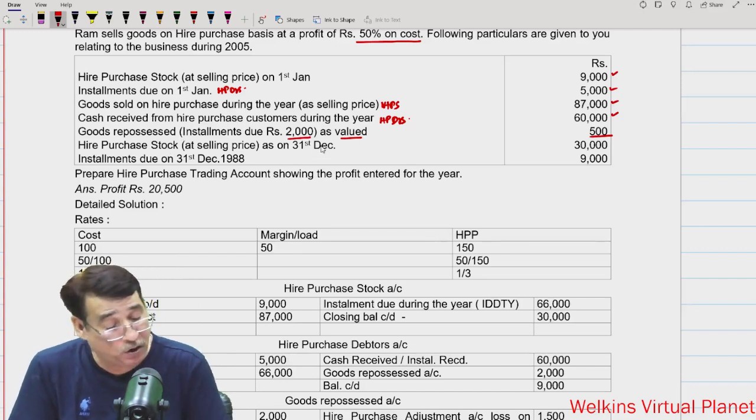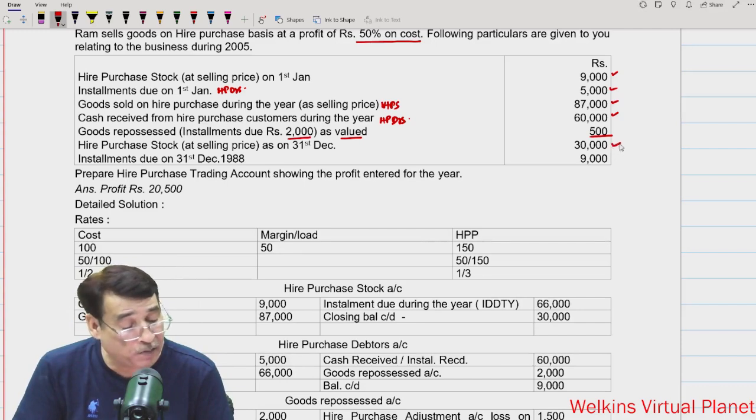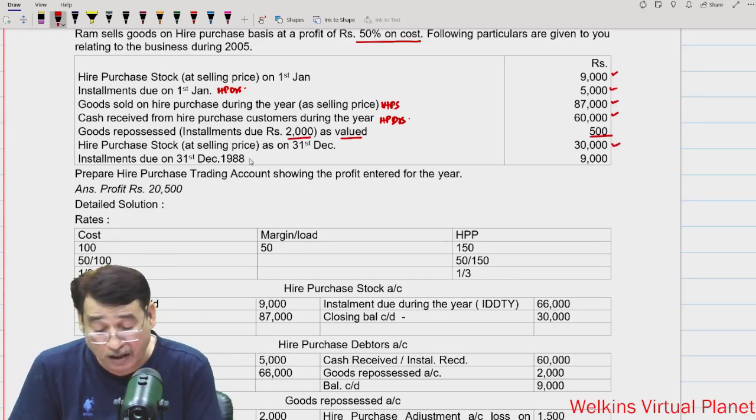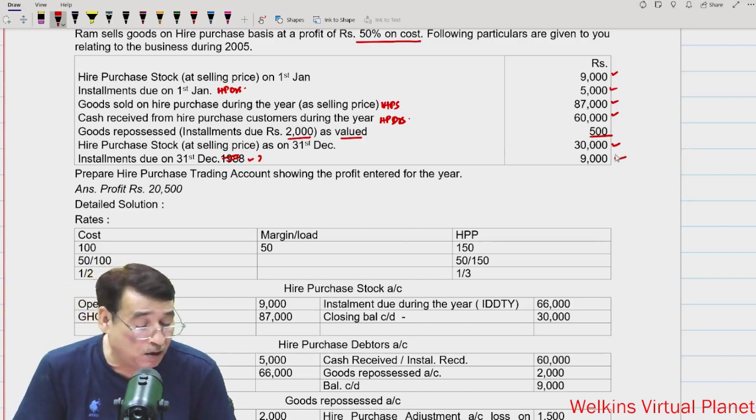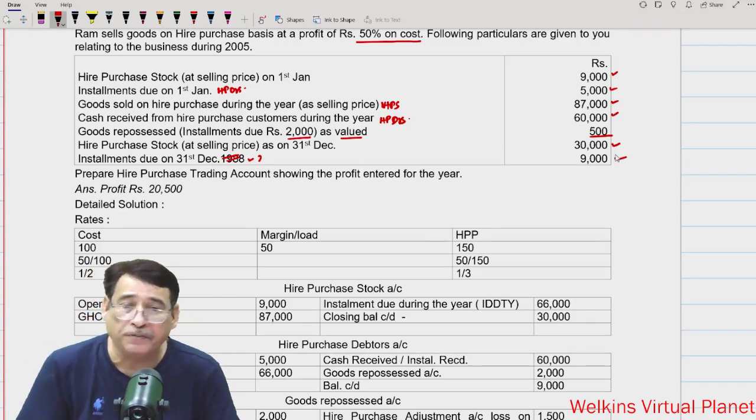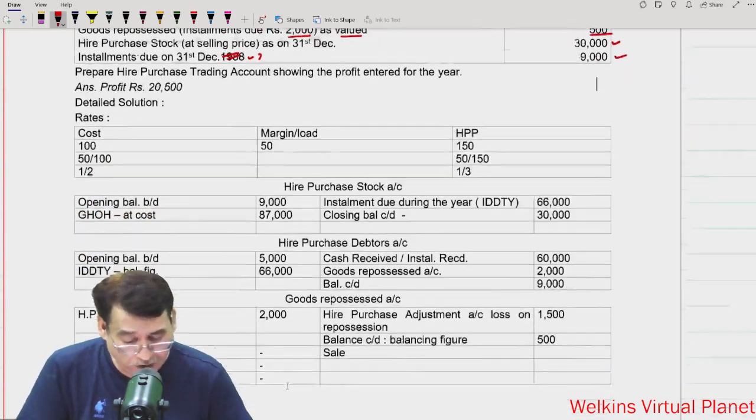And higher purchase stock account is 30,000. This is the closing balance of higher purchase stock account. And installment due on 31st December, whatever the year, this is the closing balance of installment due. Correct?